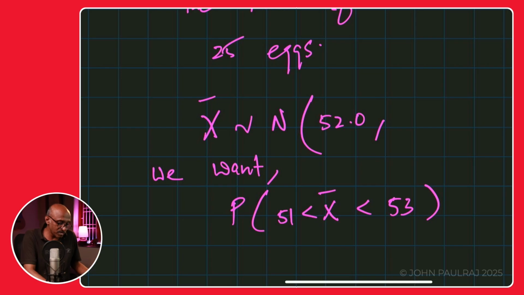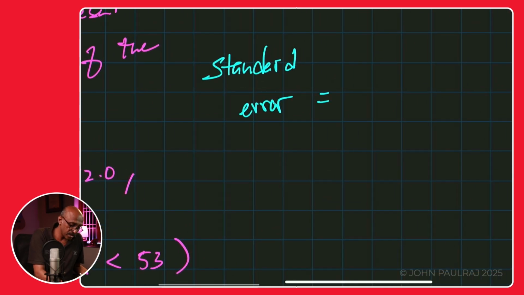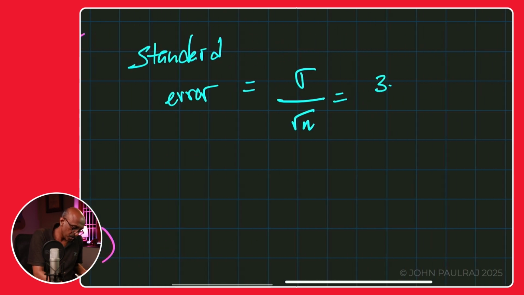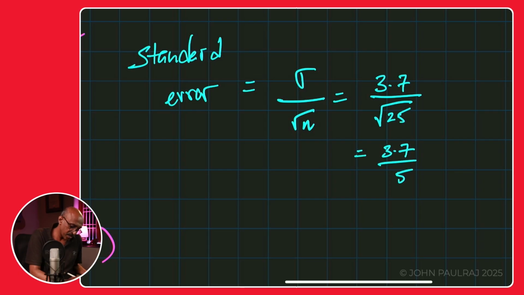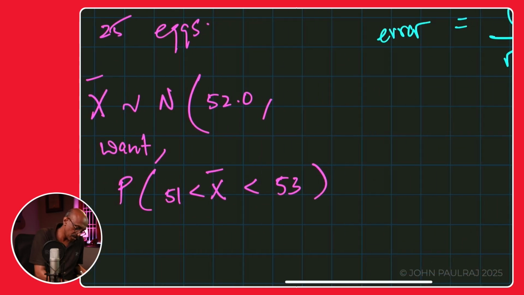And so what we're going to use is something called the standard error. This is like an approximation to the standard deviation. The standard error is basically sigma over square root of n, okay? The sigma in this case is 3.7, and the square root of n, I think n was 25, so literally it is 3.7 over 5. So what I'm going to write here is exactly that part. I'm going to write this as 3.7 over 5.